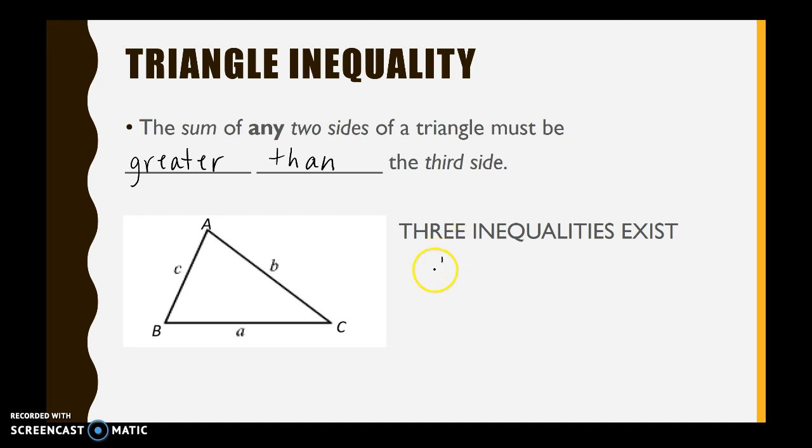So what does this say? It says the sum of sides A plus B has to be greater than side C. What's another one I could write? The sum of A and C has to be greater than the length of side B. And then lastly, the sum of sides B and C has to be greater than the side length A. So the sum of any two sides has to be greater than the third.